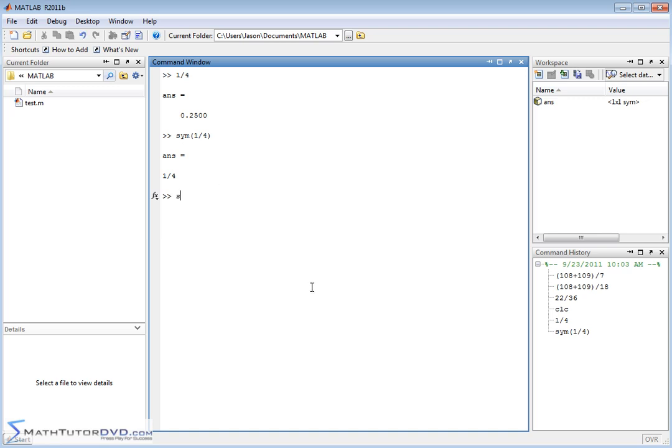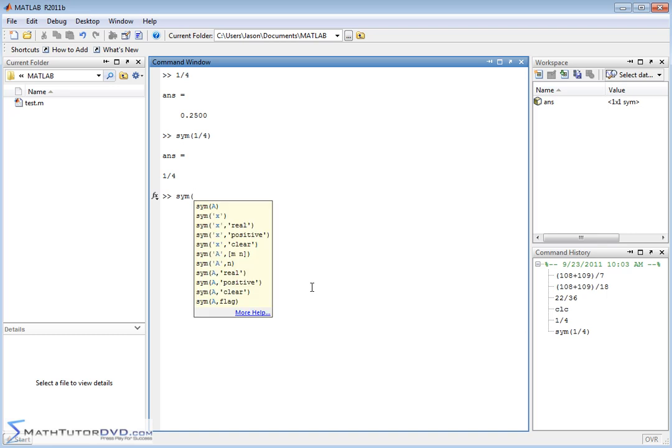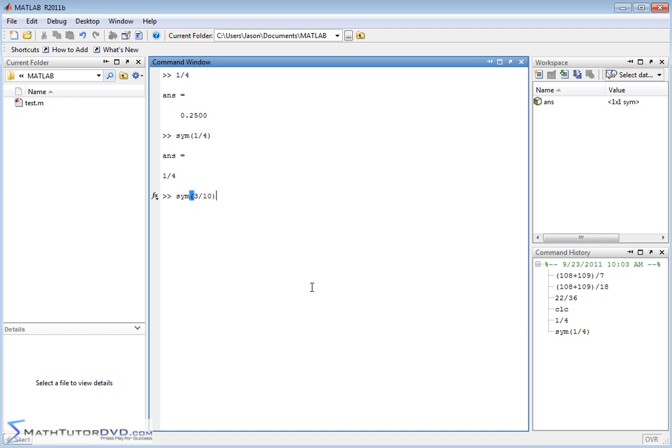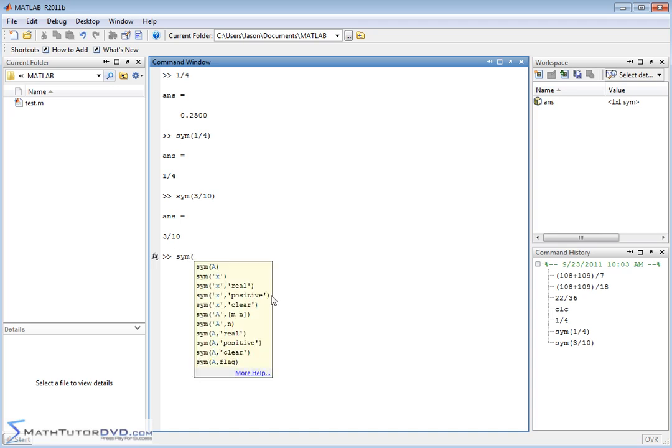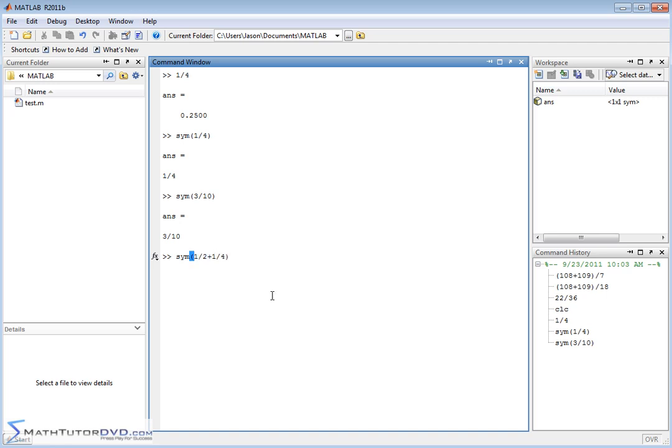So I can do this for any sort of division. I could say 3/10. And of course, it's not going to give me a decimal back. It's going to give me the fraction back. All right. So what happens if you go SYM, and let's say 1/2 plus 1/4, and I wrap this addition of these two fractions inside of the symbolic operator. And you know what? MATLAB perfectly understands that this is 1/2 plus 1/4. If you want to put a space in here to make yourself feel comfortable, you can do that. That's going to be fine.